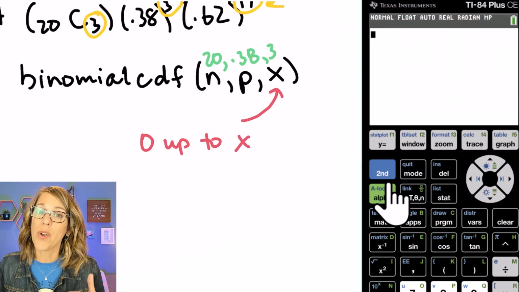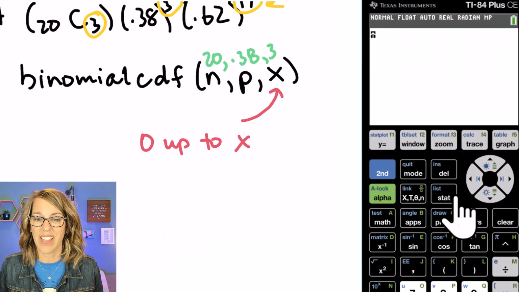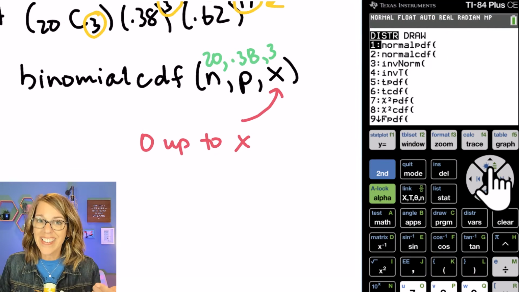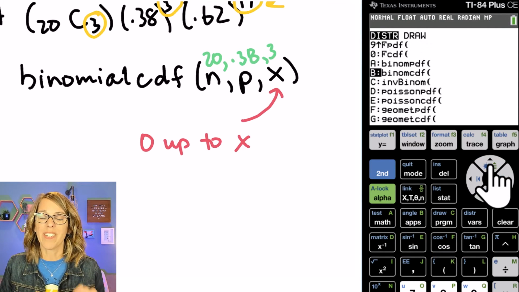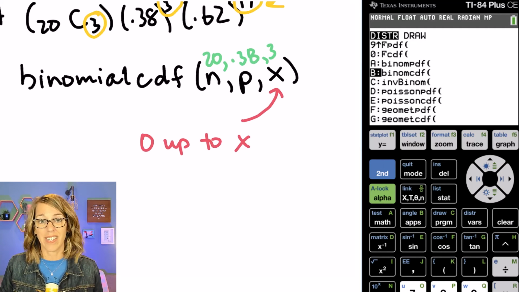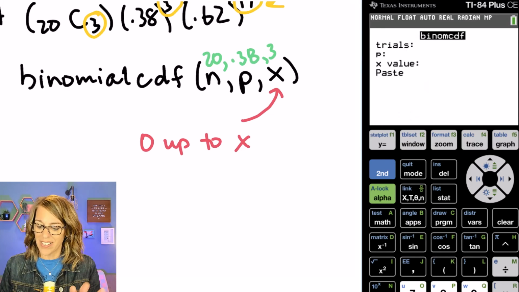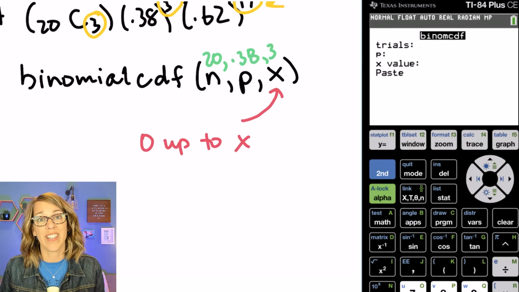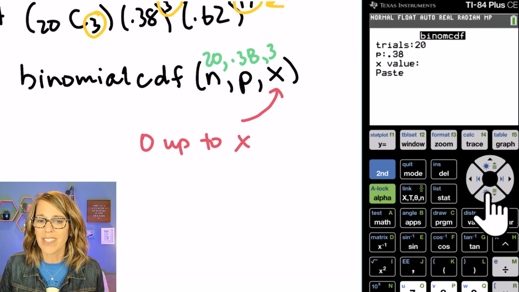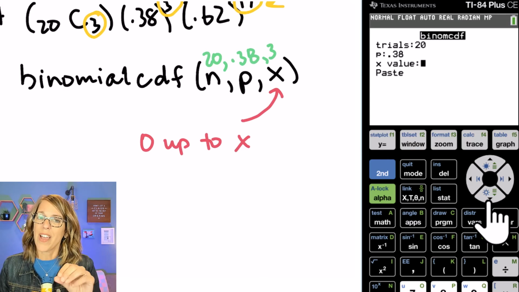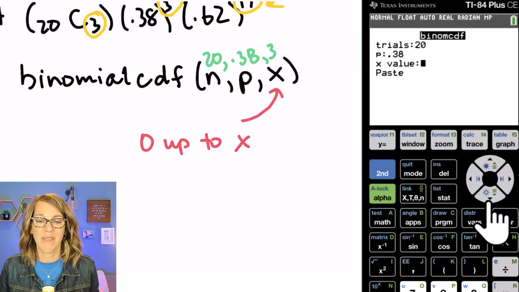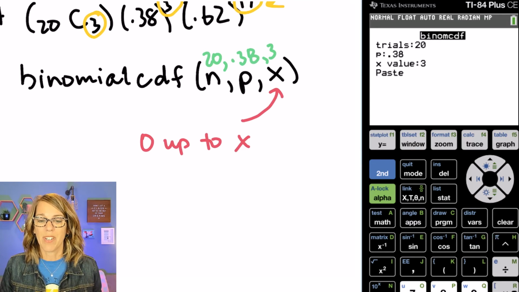So in my calculator, I want to go back to that distribution menu. Second distribution, I'm again going to arrow up, but I'm looking for that binomial CDF, and I'm going to choose that one. You could also think of C as cases, but it does mean cumulative. I'm going to hit enter. And again, if yours doesn't look like mine, that's okay. It's going to look like what I've got written there on the screen, but mine does give me these prompts. So I've got 20 trials, P is 0.38. It looks like the same screen, but the X value means 0 up to, and I want 0 up to 3. I'm going to go ahead and hit paste.